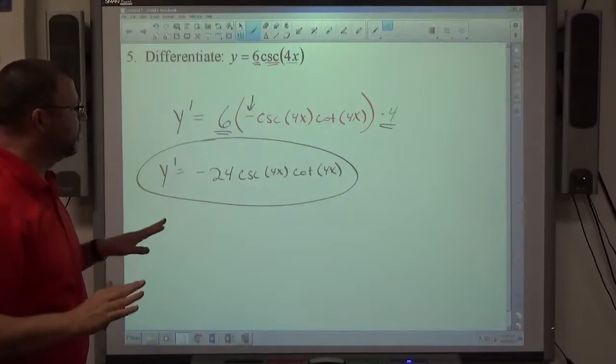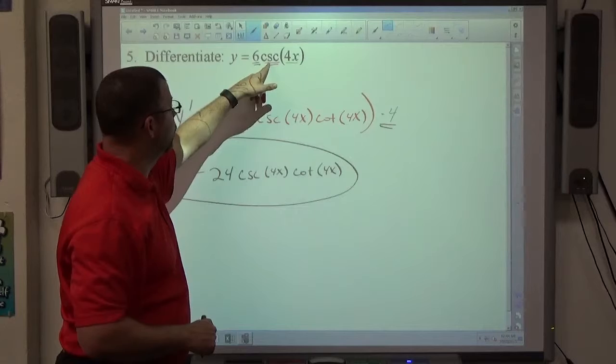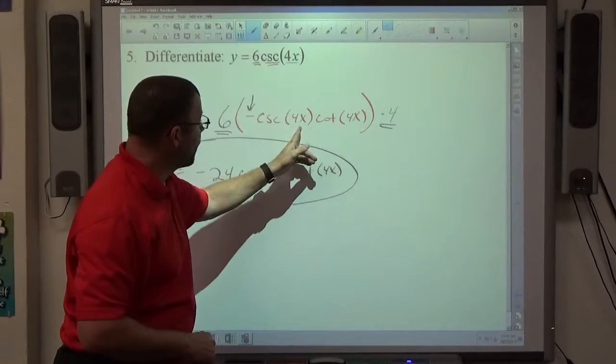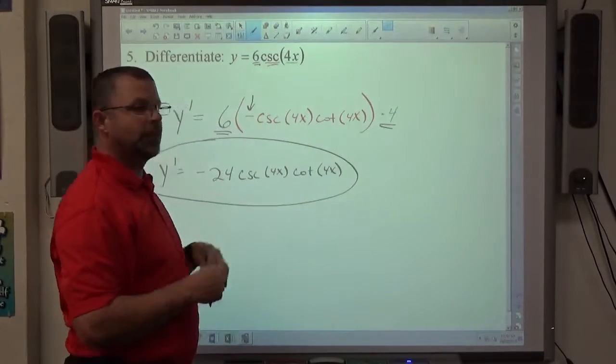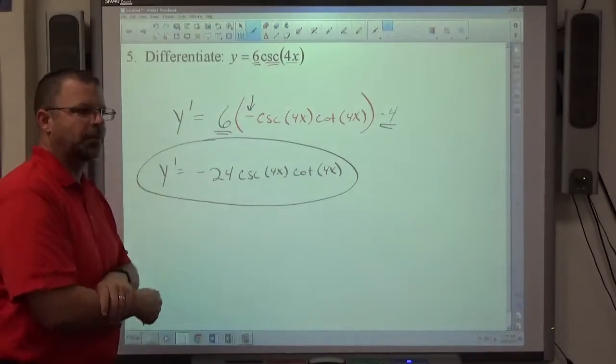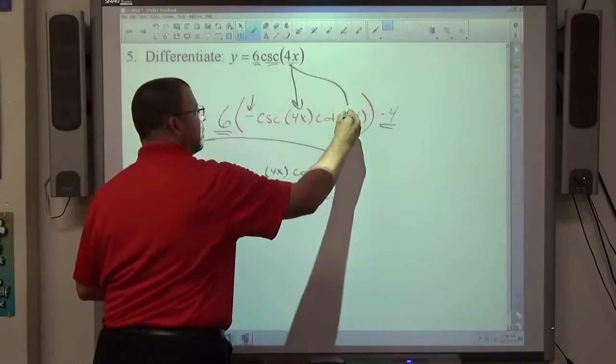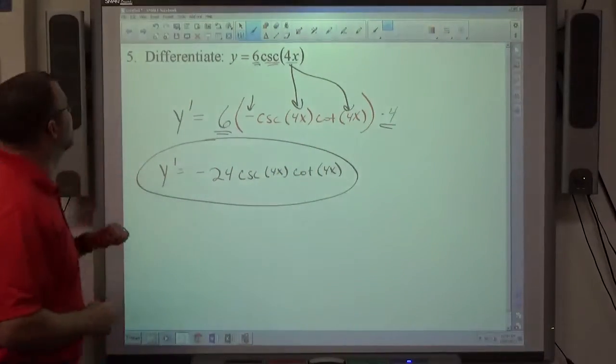Do make sure anytime you differentiate a trig function that you keep the argument the same. So cosecant of whatever, negative cosecant of that same whatever, cotangent of that same whatever. If it was sine of 15x, it would be cosine of 15x, and then times the derivative of 15x. So make sure that the argument just keeps on coming down all the way through the problem.